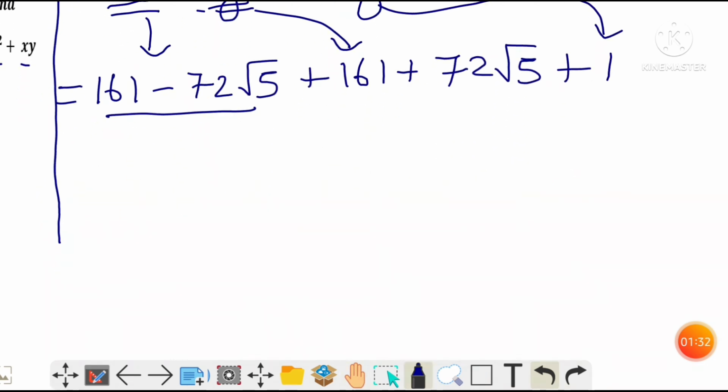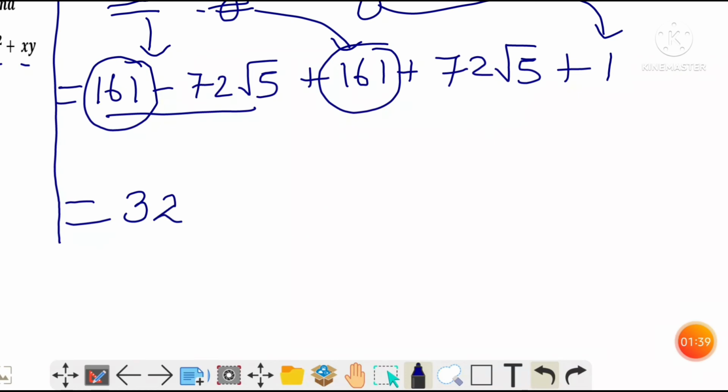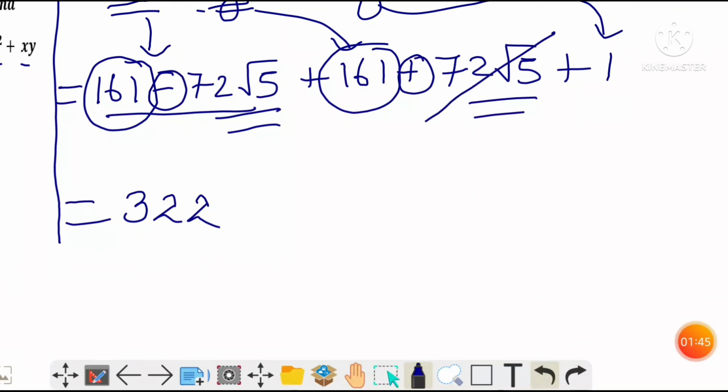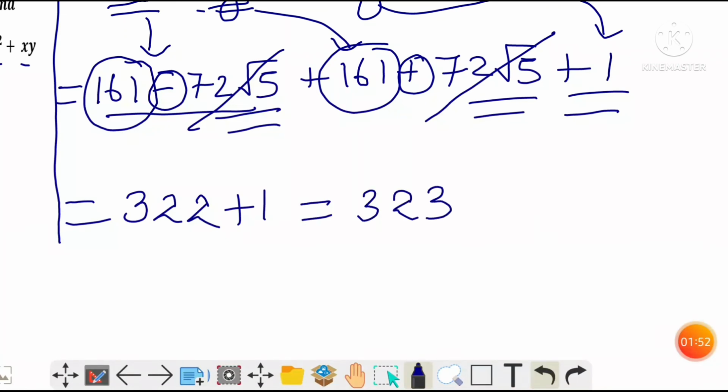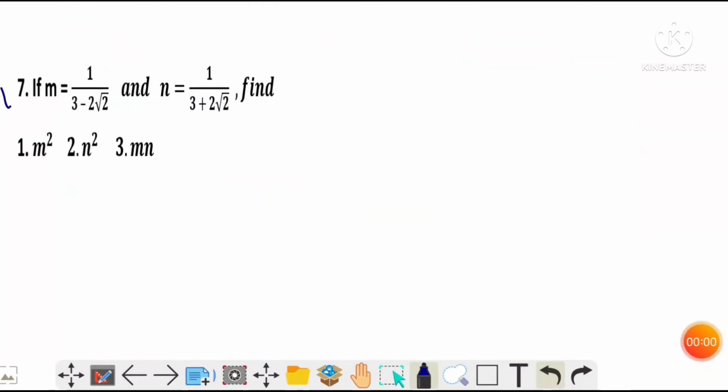Now from here we have to add the numbers. 161 plus 161 will have 322, and here 72 root 5, they have got the opposite sign, so we'll cancel it, and the remaining one will add, so it will be 323. So our answer is 323.